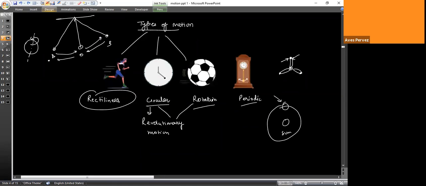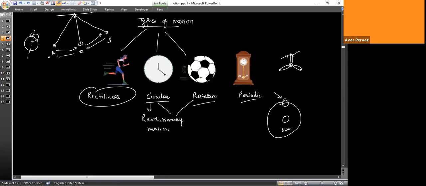Another one is circular motion. Circular motion you are very much familiar with. A rotational motion, rotating about an axis. And periodic motion is simple. Periodic motion means if an object repeats its path after a fixed interval of time, we will consider it as periodic motion. The to and fro motions.